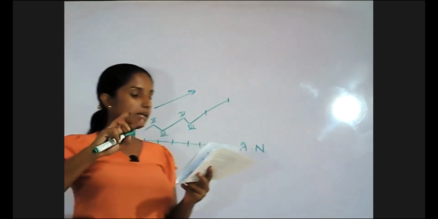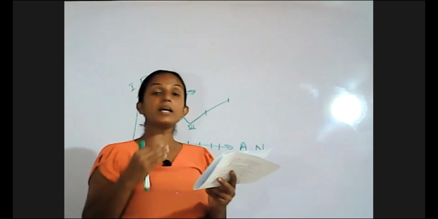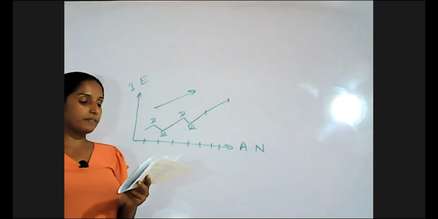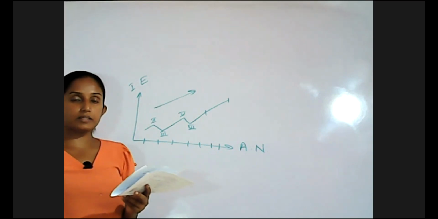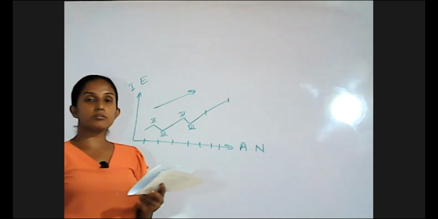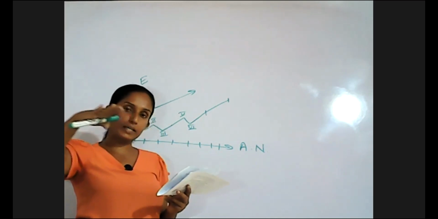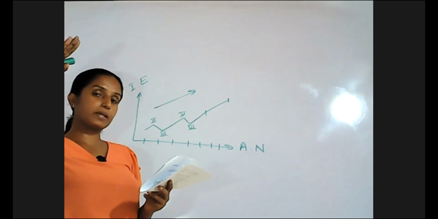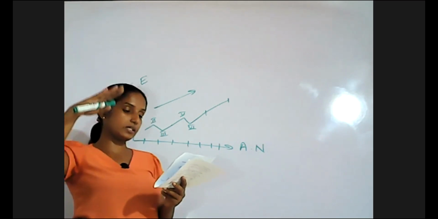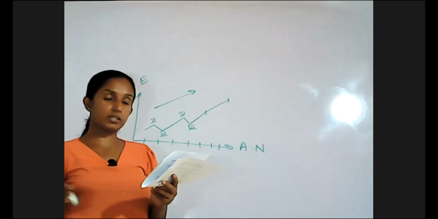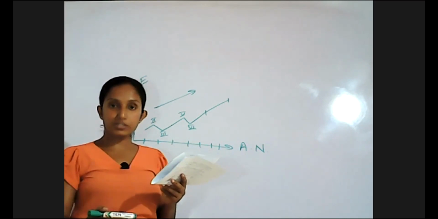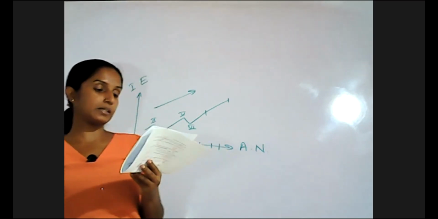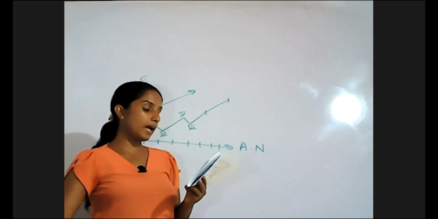Then look at the second one: has the minimum electronegativity. When we talk about electronegativity, there also we say along a period, electronegativity increases. So the minimum electronegativity we can find in the first group element. So what is the answer? Lithium.